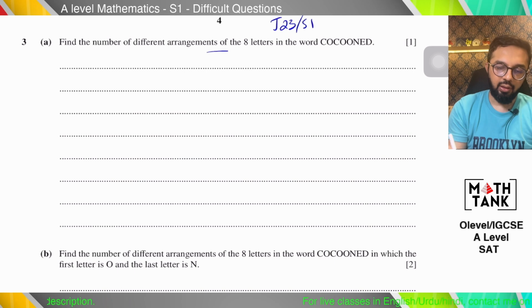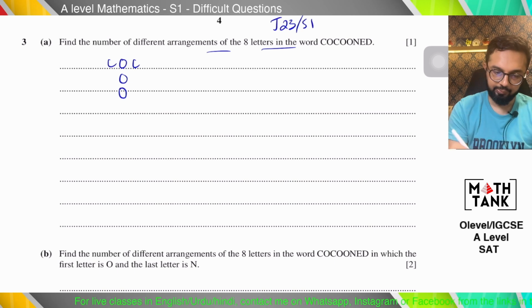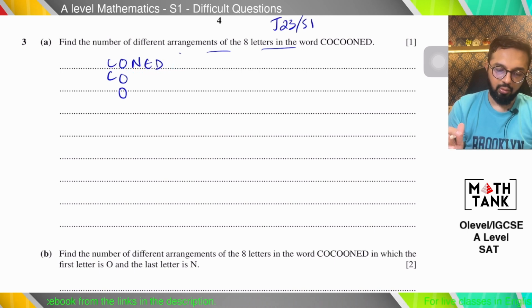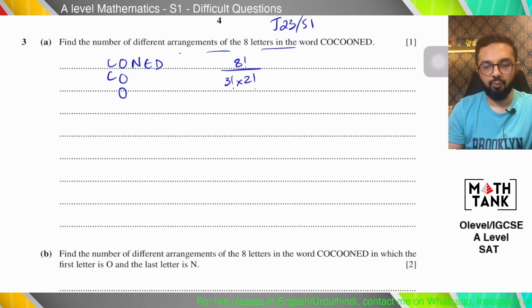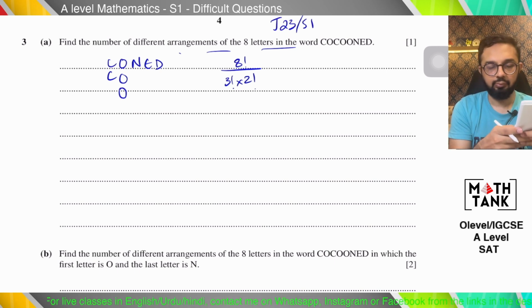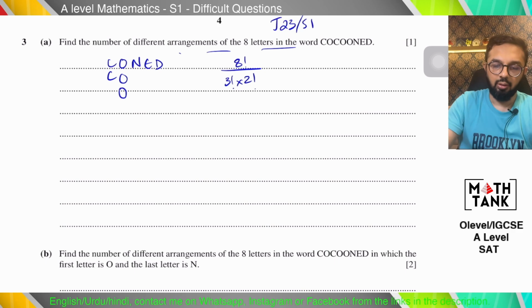Find the number of different arrangements of the 8 letters in the word cocooned. Okay, so 8 factorial divided by 3 factorial into 2 factorial. 3360.